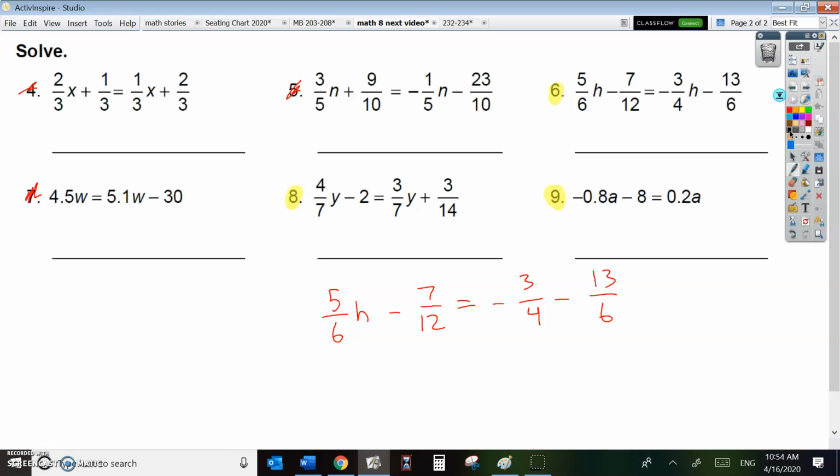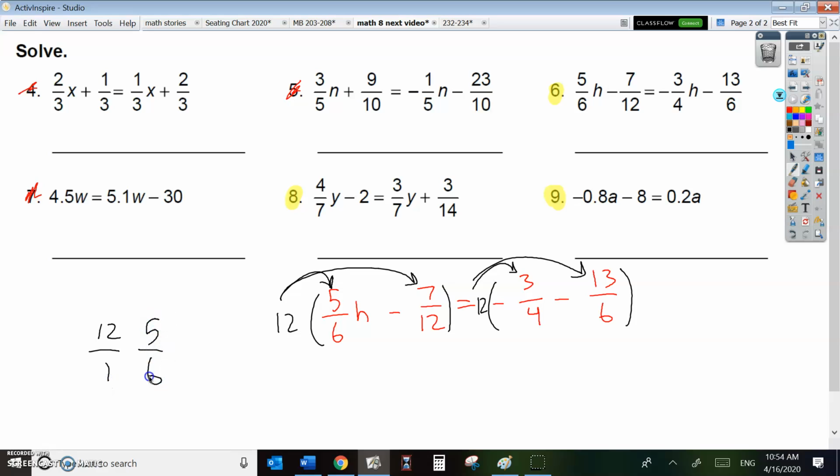Okay, it looks like 12 is going to be the least common multiple because 6 times 2 is 12. 12 times 1 is 12. 4 times 3 is 12. So 12 works for all of those denominators. Distribute 12. Okay, 12 times 5 over 6. Cancel here, you get 2, and here you get 1. 2 times 5 is 10, so it should be 10h.